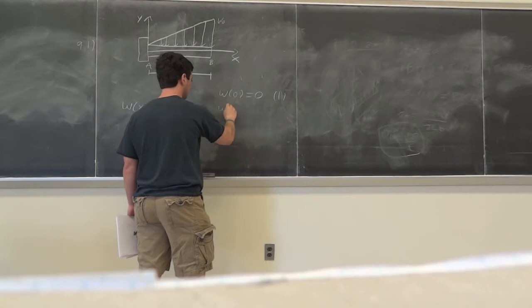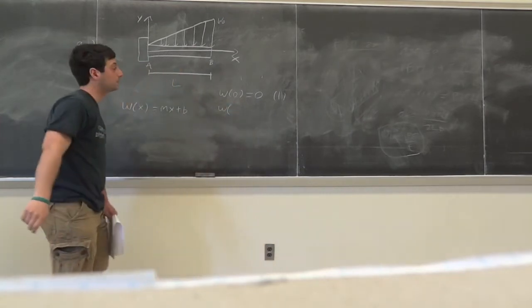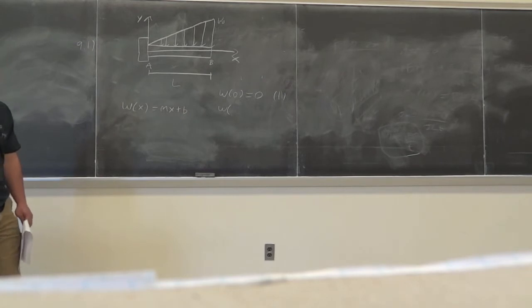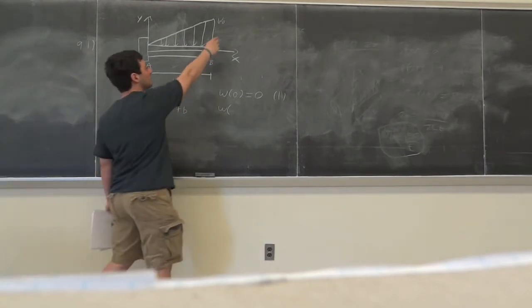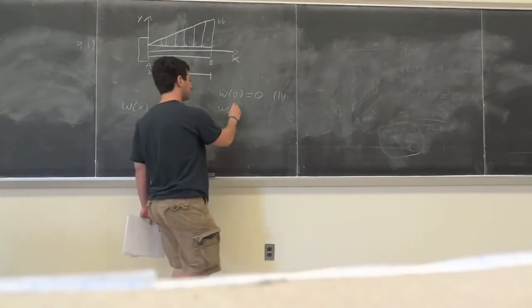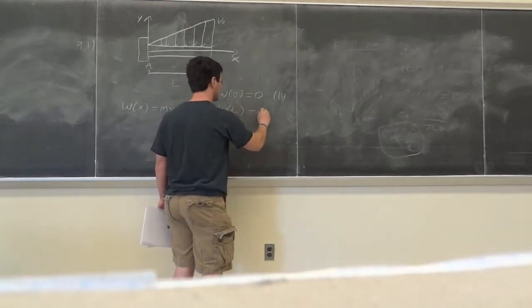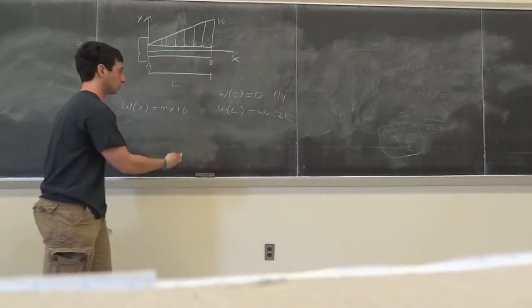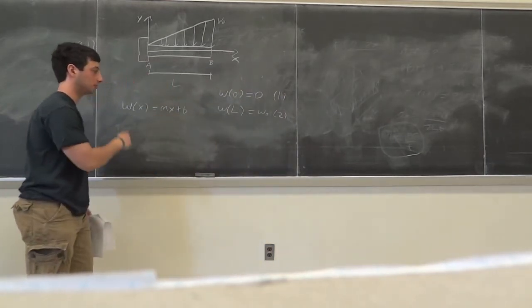What about the second condition? Without looking at my notes. Well, the only thing they give you is W naught, the maximum load. So W at L. At x equals L, W equals W sub 0. This is the second condition. With these two conditions, we can find the slope of the line.